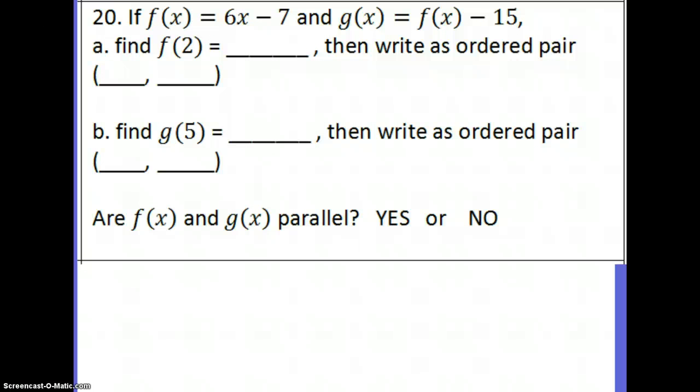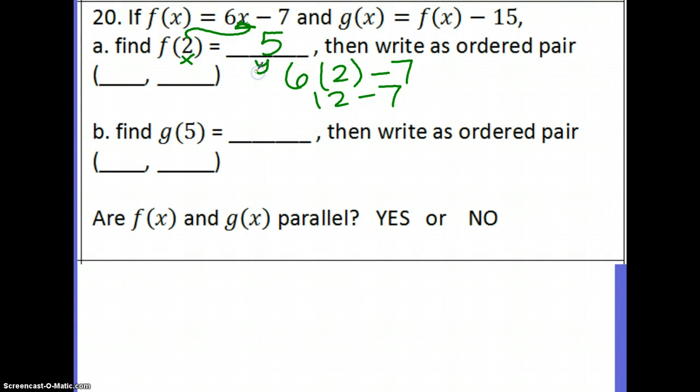If f(x) equals 6x minus 7 and g(x) equals f(x) minus 15, we're going to find f of 2. So if you plug in a 2 for x, 6 times 2 minus 7, 12 minus 7 is 5. And it says then write as an ordered pair. So we know inside is x, outside is y, so it's going to be (2, 5).